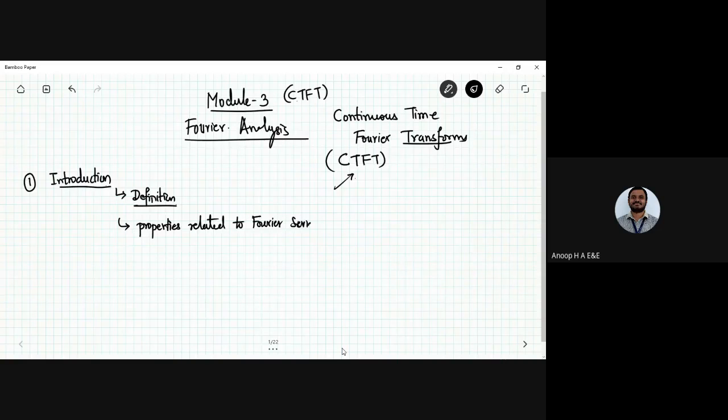Meanwhile I'll be using these short forms, so you need to be clear about them: CTFS, which means continuous time Fourier series. Next we are going to discuss two aspects: the periodic signal and the non-periodic nature. We will analyze when we are going to use the Fourier transforms and when we are not going to use the Fourier series, and along with that we are going to model a given circuit.